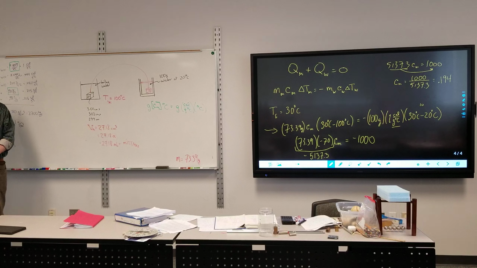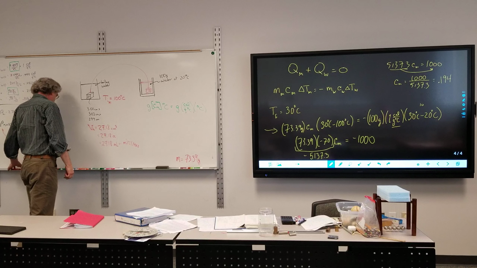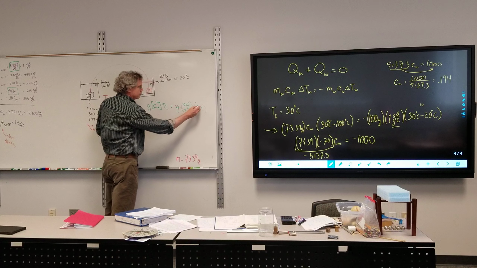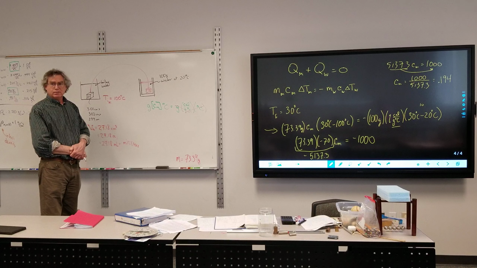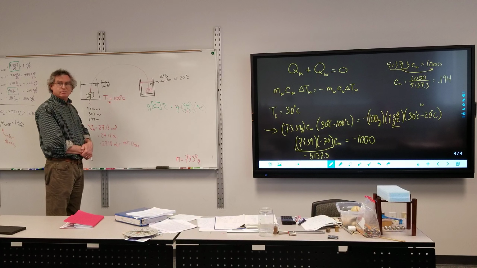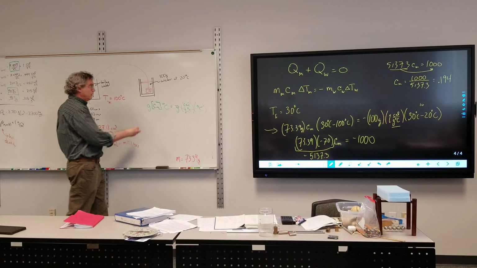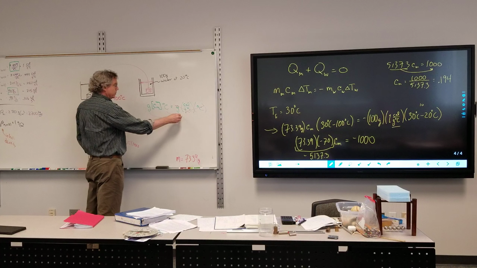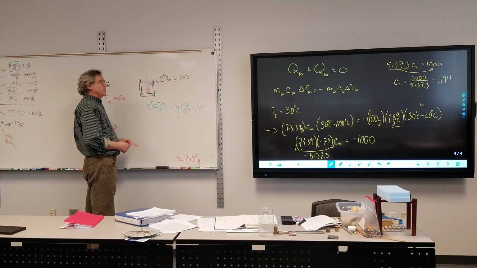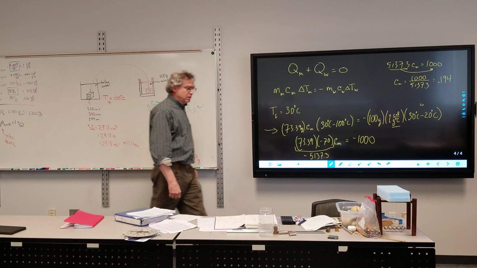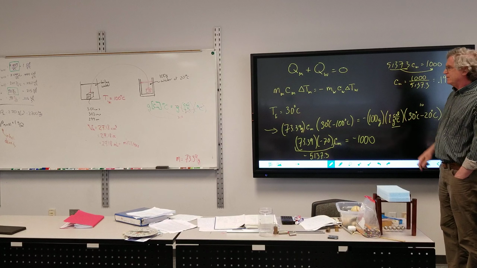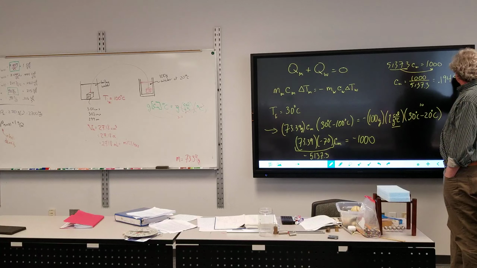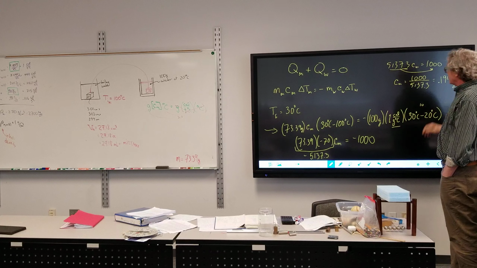Anything cancel out? The grams and the degrees Celsius. Are those the ones you wanted to cancel out? Yeah. Okay. I need to isolate this, so I bring the grams over, and the degrees Celsius over. For those who are old school, Centigrade. So it's going to be calories per gram degrees Celsius.